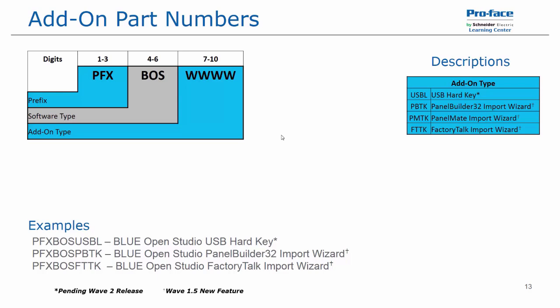Once the USB hard keys become available, you would simply order the top number to get a USB hard key, and that would be for either the runtime or the development. And then of course the bottom 2 are for our Panel Builder 32 and FactoryTalk import wizards.